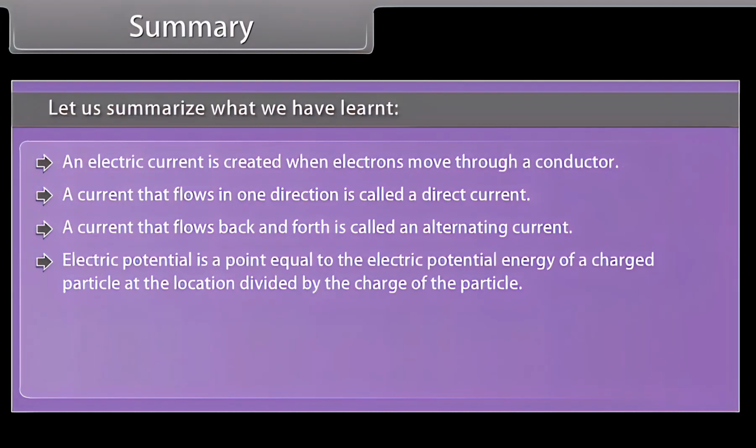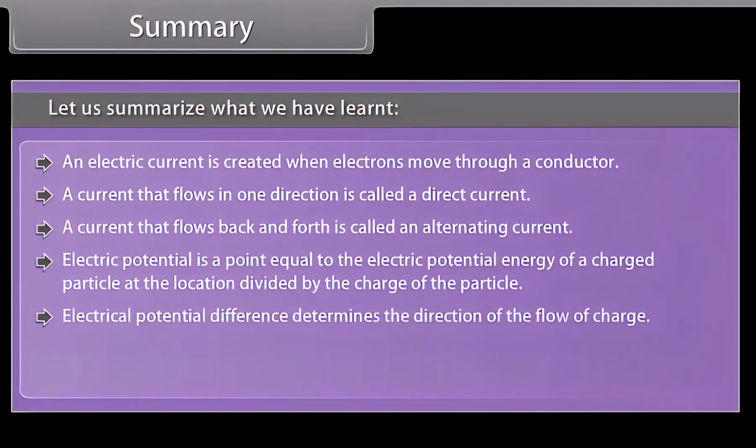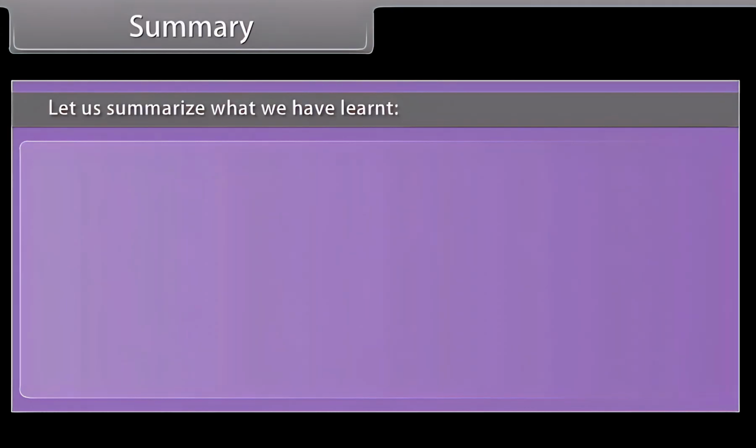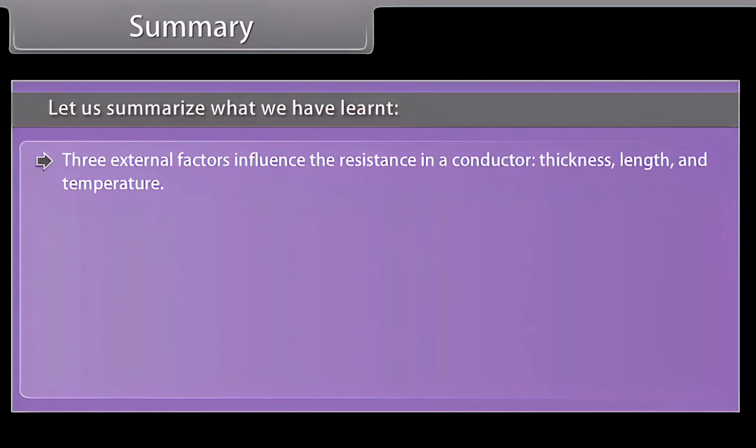Electric potential at a point is equal to the electric potential energy of a charged particle at the location divided by the charge of the particle. Electric potential difference determines the direction of the flow of charge. Ohm's law states that the current through a conductor between 2 points is directly proportional to the potential difference across the 2 points. Three external factors influence the resistance in a conductor: thickness, length, and temperature.